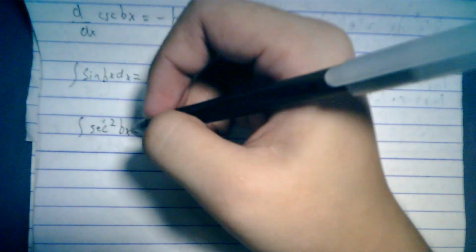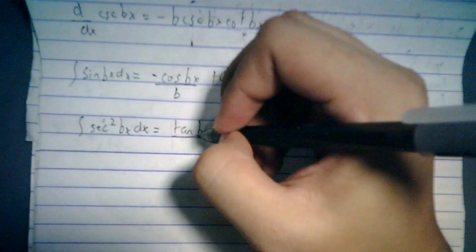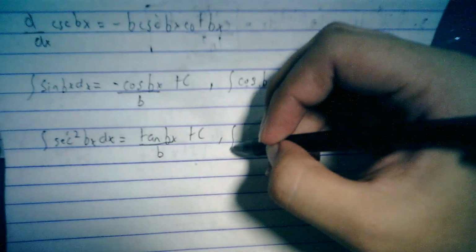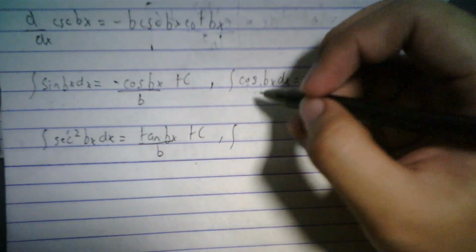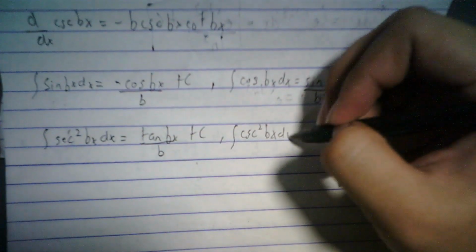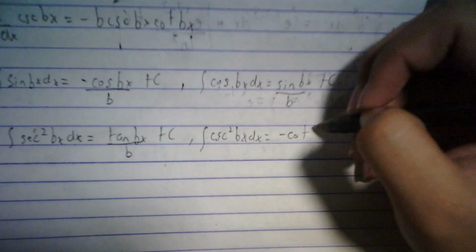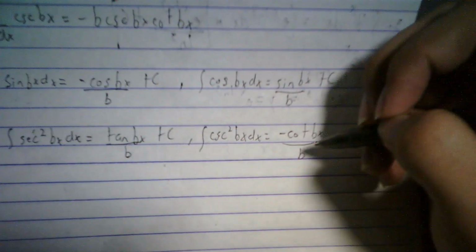Next we have the integral of secant squared bx dx. The integral of secant squared bx is just equals to tangent bx over b plus c. Another here is just the integral of cosecant squared bx dx, which is equals to negative cotangent bx over b plus c.